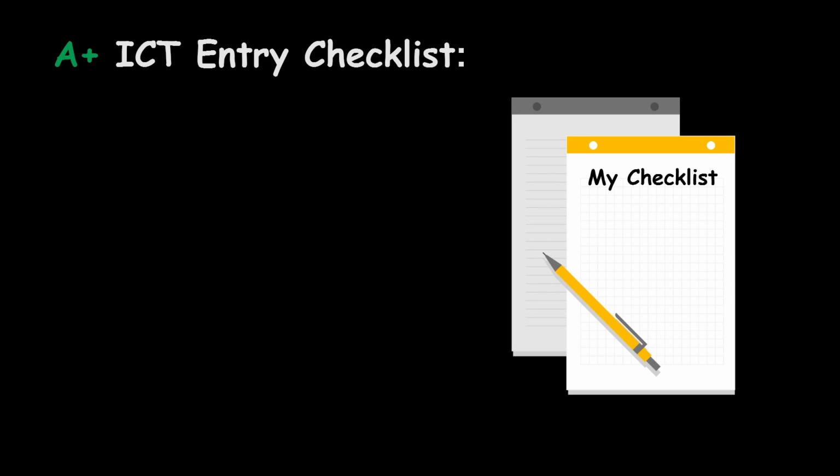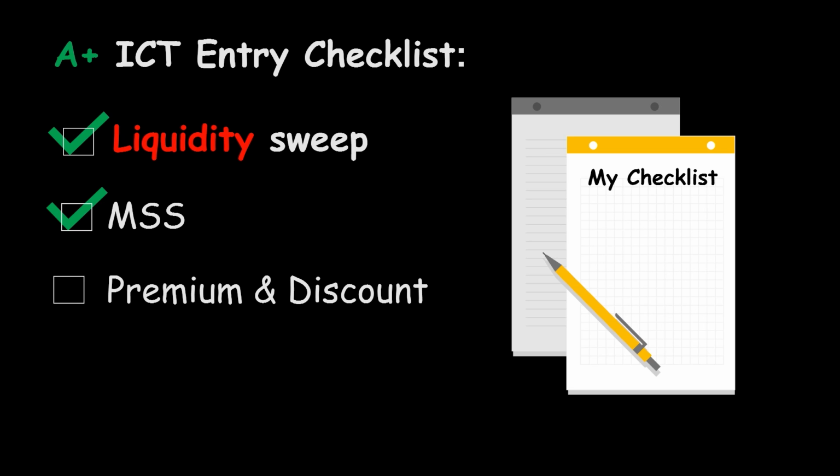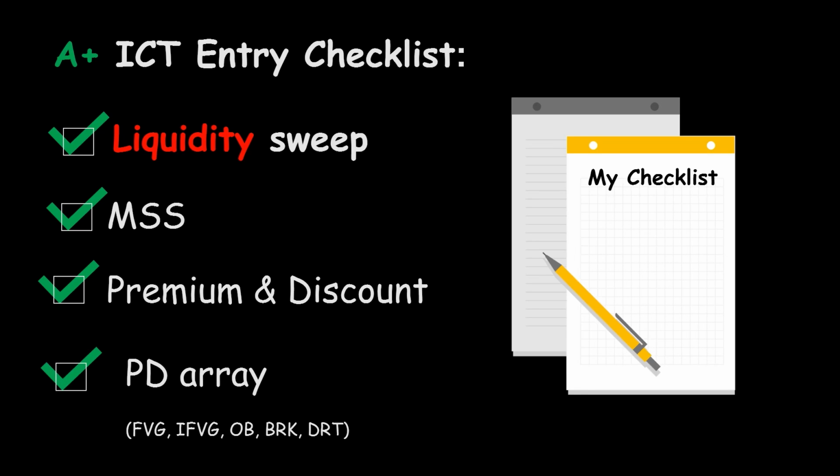So, just to review everything, here's the ICT Entry Checklist one last time. A stop raid or liquidity sweep. A shift in market structure confirming direction. A return to equilibrium or DRT levels. A PD array that catches your eye, whether it's a fair value gap, inverse fair value gap, order block, breaker, or DRT. And finally, risk management, finding the balance between precision, risk to reward, and execution.